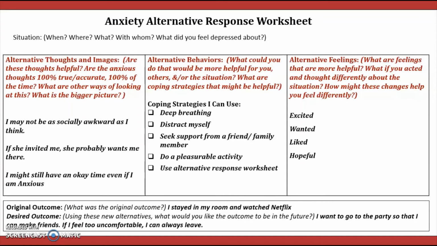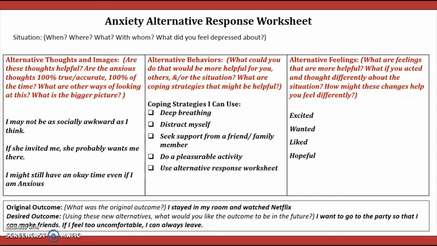So using these questions, the person was able to come up with the alternative thoughts of, I may not be as socially awkward as I think. If she invited me, she probably wants me there. And I might still have an okay time even if I'm anxious. We then move to the alternative behaviors column.